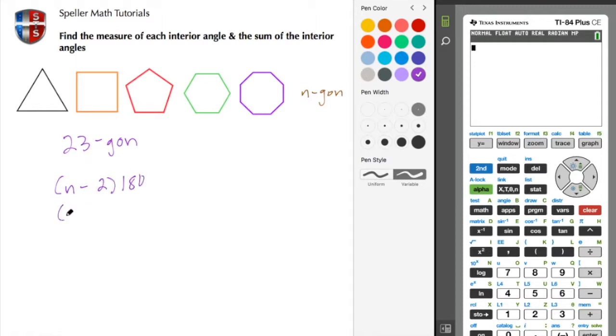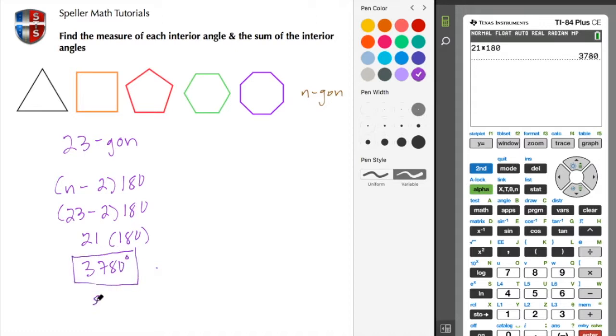In this case, n is 23. So we're going to put the 23 minus 2 times 180, and then 23 minus 2 is 21, and then we're going to multiply that 21 by 180. I'm going to use a calculator here just to speed up our calculation. So 21 times 180. And here we see that the sum of the interior angles turns out to be 3,780 degrees. And this here's our sum.